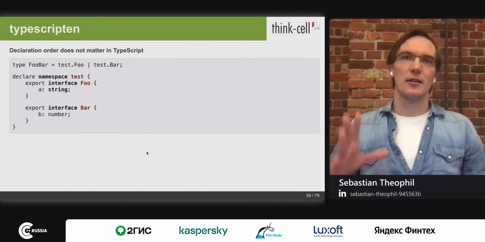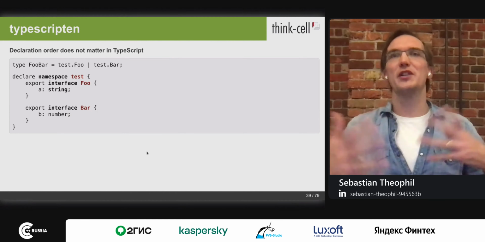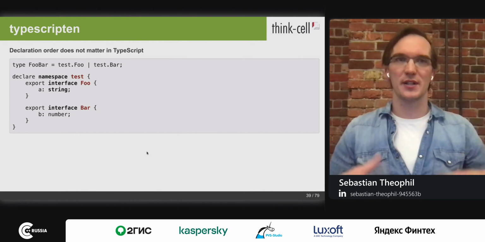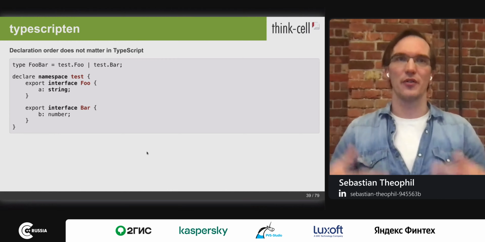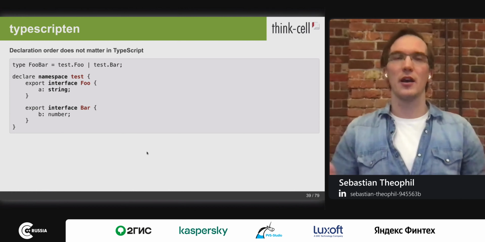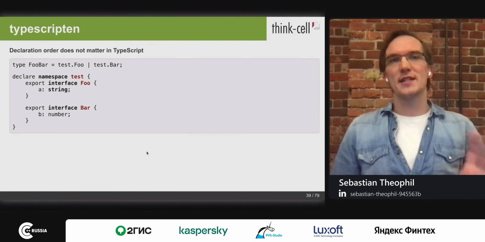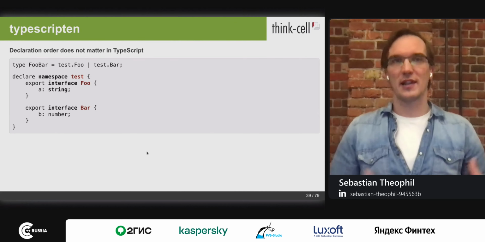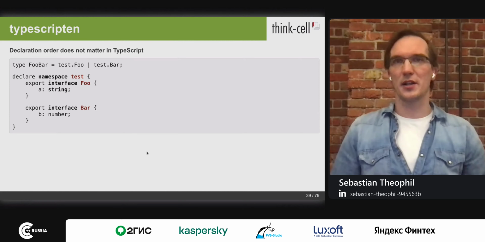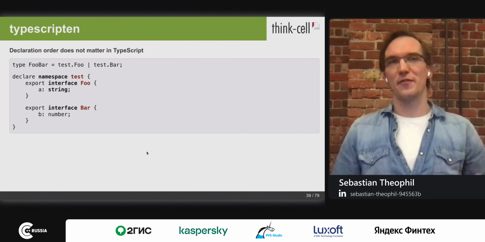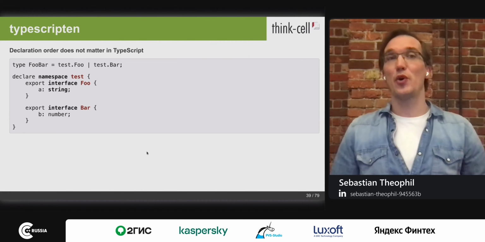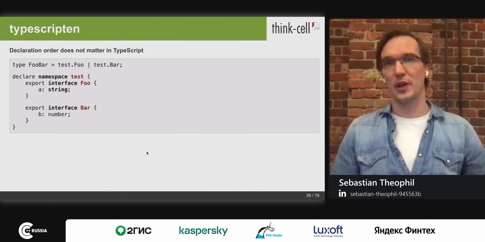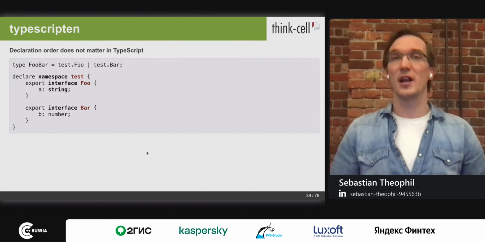So when you're translating one language into another, there are a lot of interesting language features that suddenly don't work in the other language, and you have to ask yourself, well, how can I translate that? One such example is that in TypeScript, the declaration order of my classes does not matter. So this is a valid piece of TypeScript where I define a type foobar, which is the union of foo and bar. But at this point, neither foo nor bar have been declared yet. So this would be invalid in C++, but is valid in TypeScript.